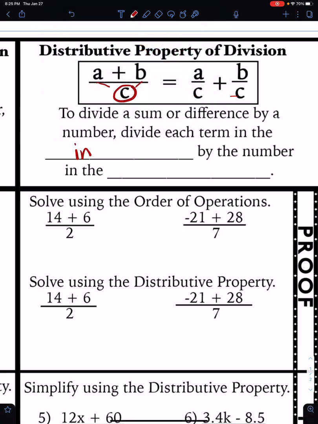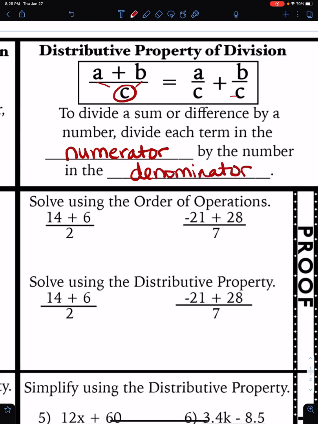I should say on the inside by the number in the... I was going to say that's worded very strangely. Divide each term in the numerator. That makes more sense. I was thinking of multiplication again. By the number in the denominator.